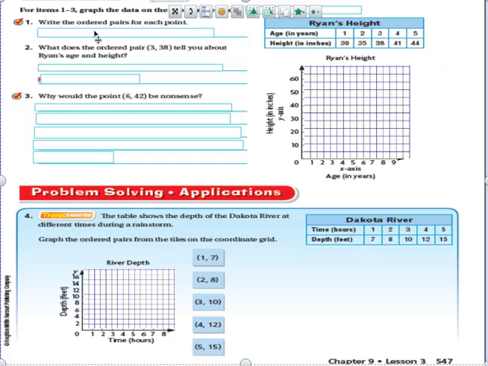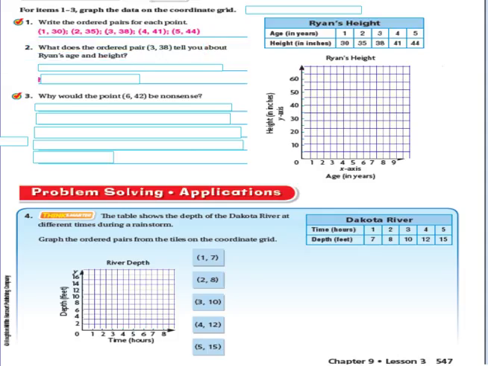Do that, please. Did you get these for coordinates, your origin? Coordinate points, I'm sorry. What does the ordered pair 3, 38 tell you about Ryan's age and height? Okay, write down what the 3 represents, and what the 38 represents. So 3 is the age of Ryan and 38 is the height.